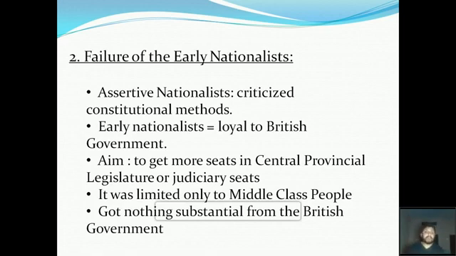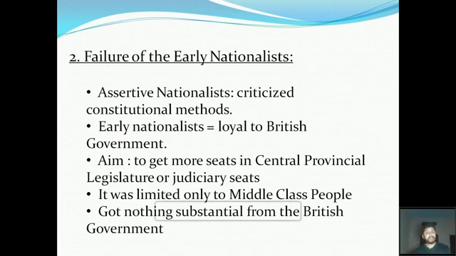Second one, early nationalists were really loyal to the British government. As I have told, suppose I am making a complaint today to the Viceroy. The Viceroy will go through the complaint and he will say, okay, wait for 1 week, let me study about it, and I'll give you a solution. After 1 week, when I go again, he will say, I haven't got time, come again after 1 month, 1 year, 2 years, 3 years. So these kinds of activities were going on from the side of early nationalist leaders.